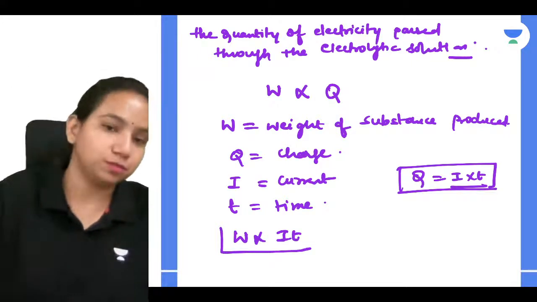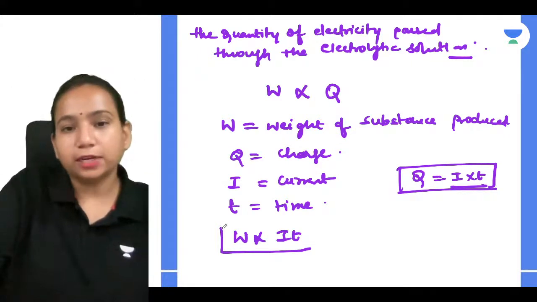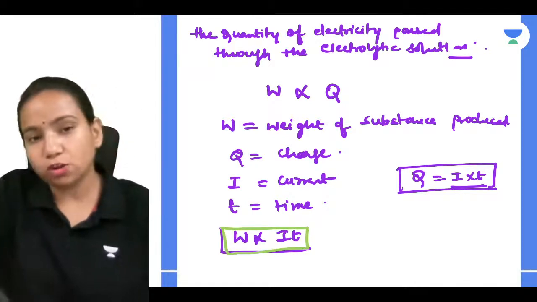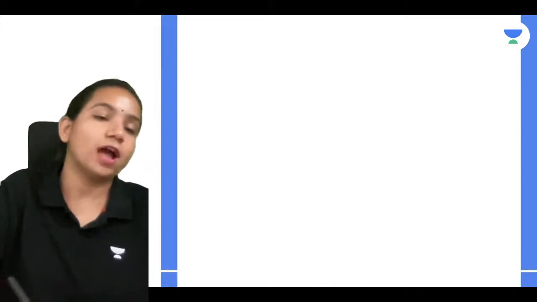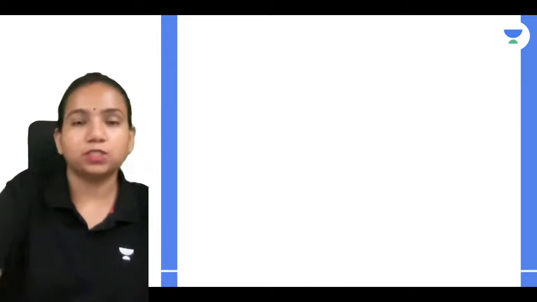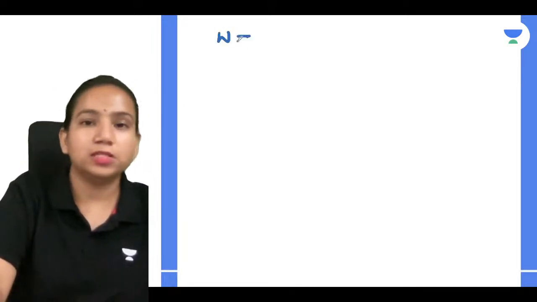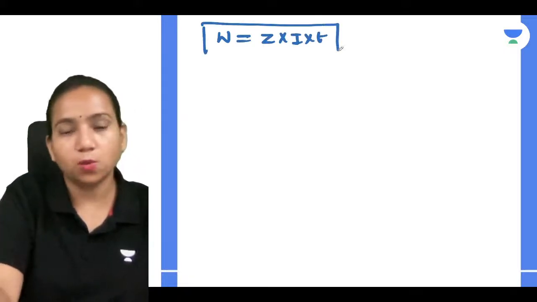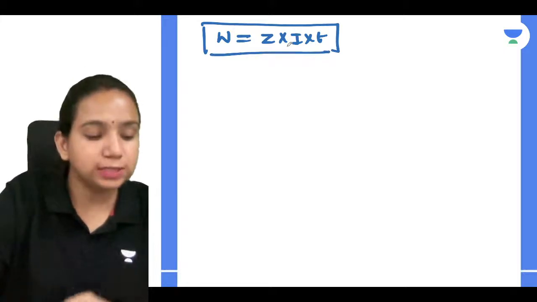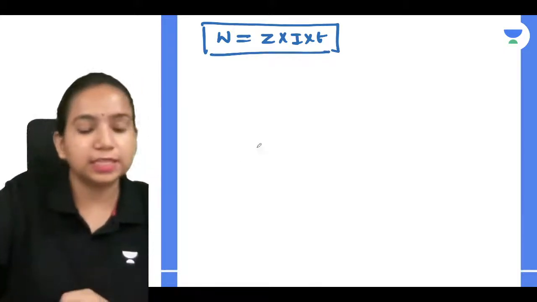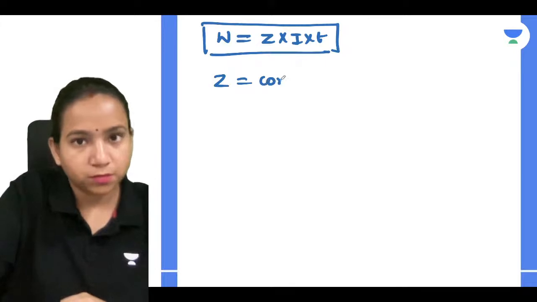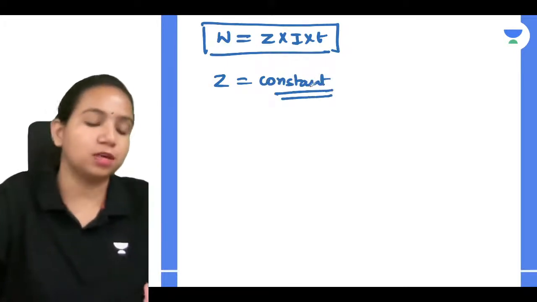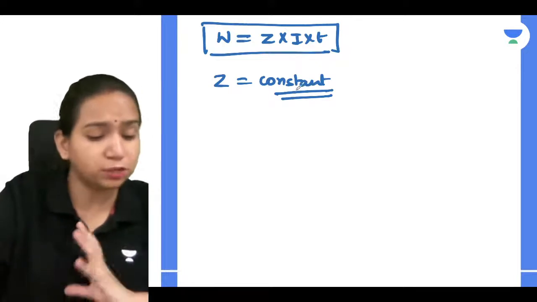So here we can relate that W will be directly proportional to I T, that is current into time, but you won't be able to solve any problem until you introduce a constant. So W is equal to Z into I into T. We introduce a constant which is Z. And what is Z, guys? It is a constant. How can you define this constant Z?